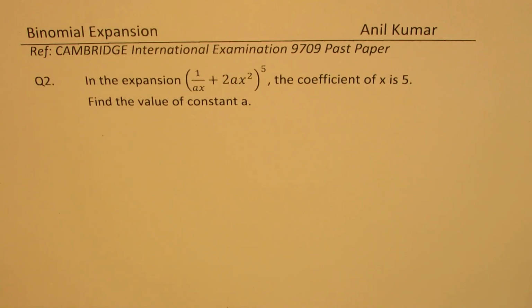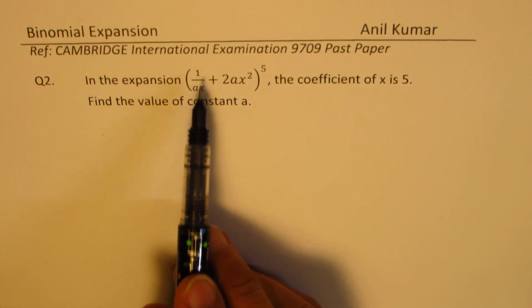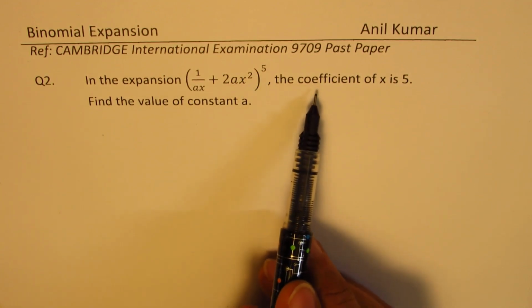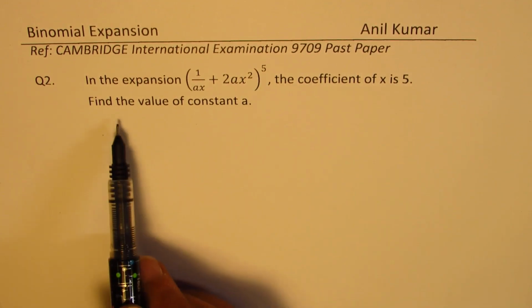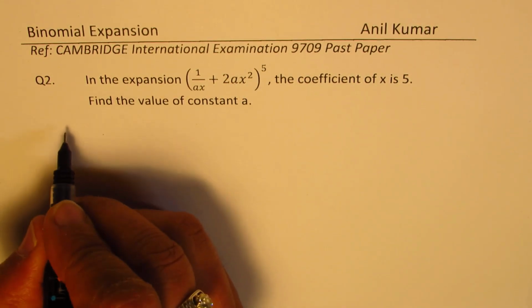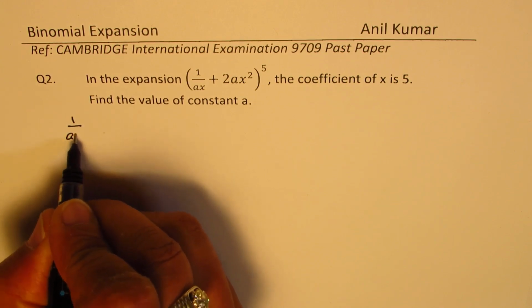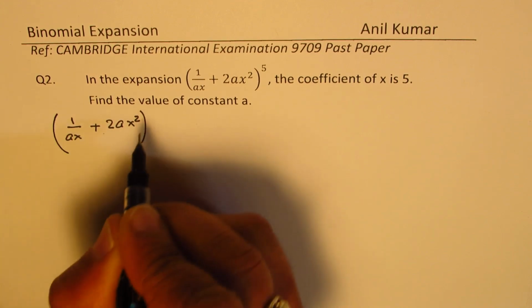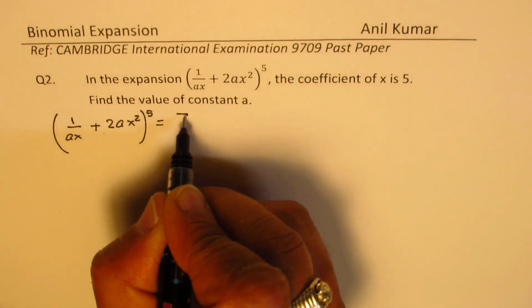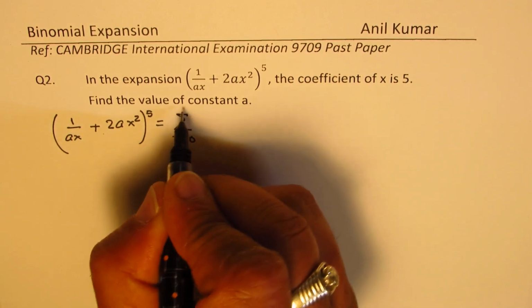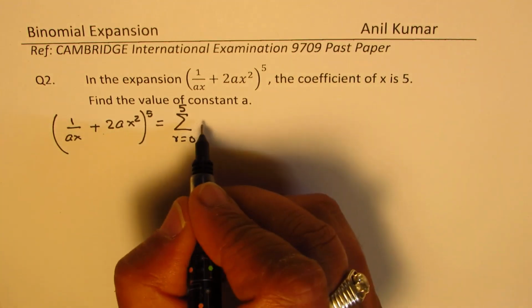Here is the second question on this concept of binomial expansions. In the expansion of (1 over ax plus 2ax squared) to the power of 5, the coefficient of x is 5. Find the value of a. So let's try to find the general term first. We have 1 over ax plus 2ax squared, everything to the power of 5. So the general expansion could be written as the sum of a series where r goes from 0 to 5.